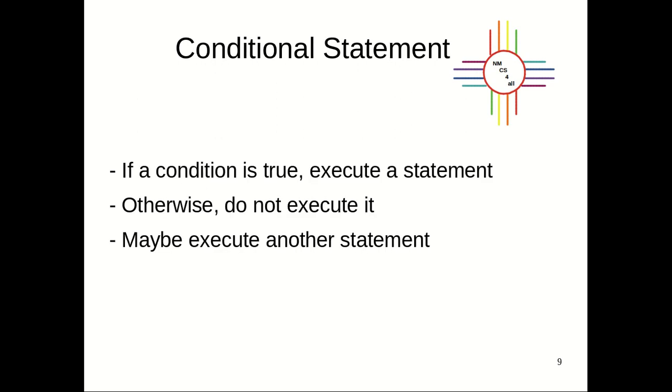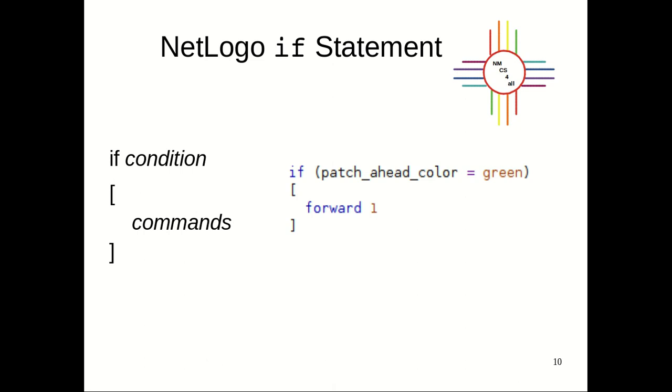Next, we'll cover conditional statements. If the condition is true, the statement is executed. Otherwise, it is not. Sometimes another statement is executed. Here is an example for the NetLogo if statement. Again, if the condition is true, the statement is executed. In this case, if the color of the patch ahead is green, the agent takes one step forward.